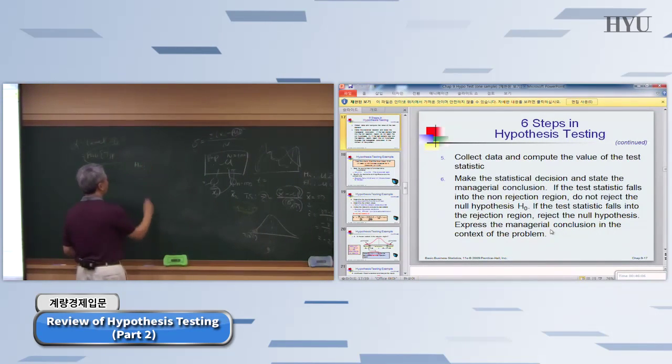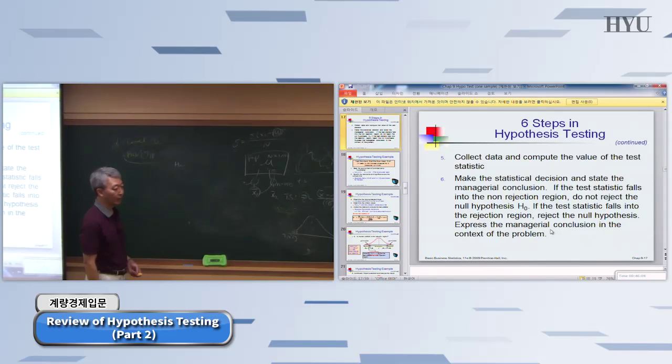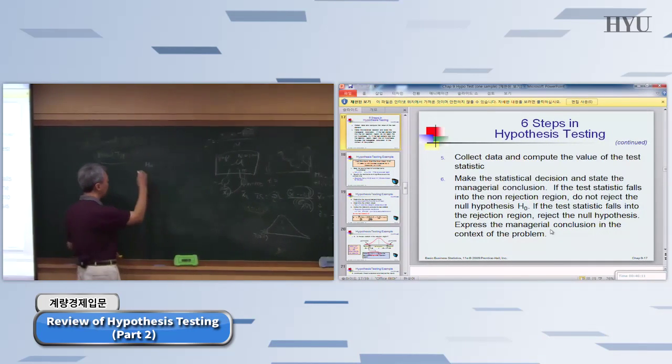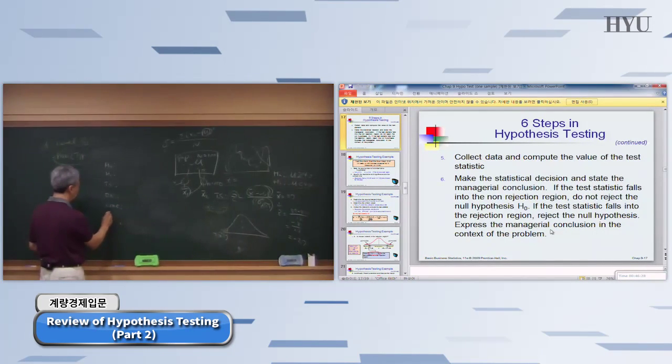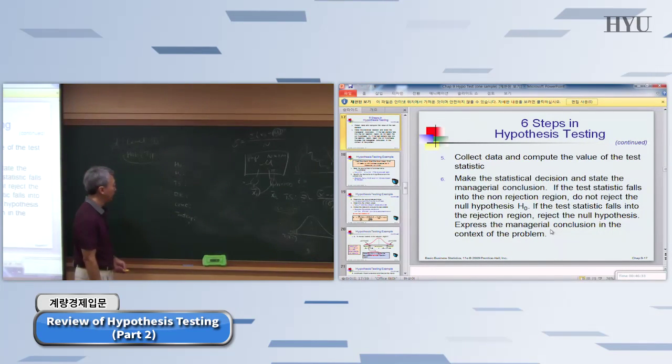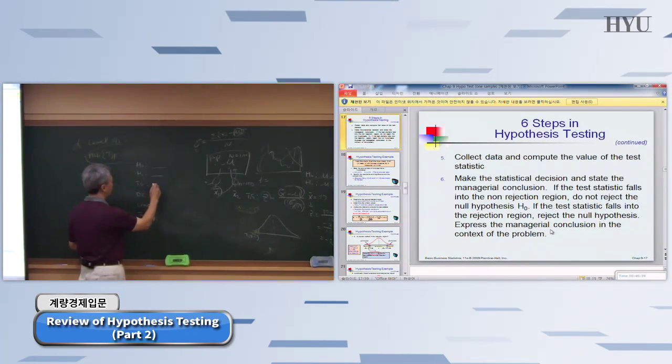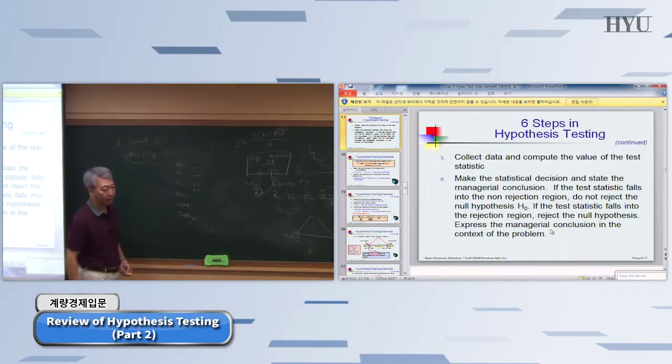Well, in your actual test, in my class, I usually give you this thing, right? Spaces for null and alternative hypothesis, test statistic, right? And decision rule, and conclusion, and finally interpretation. Okay? So you have to have those 6 components, right? You have to state the null, alternative, test statistic, either Z or T. You have to show how you calculate the test statistic, right?